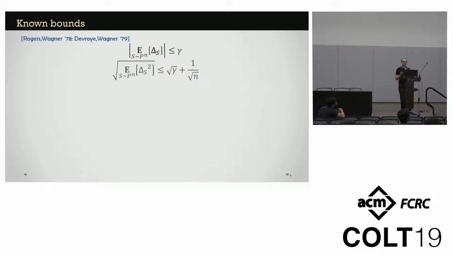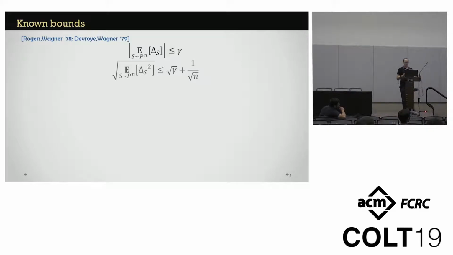So already from the early works, you can extract the following two bounds: that the expectation of the estimation error is at most gamma, and that the square root of the second moment of the estimation error is at most square root of gamma plus 1 over square root of n. So the first bound does not tell us anything about the typical values of estimation error, because this value can also be negative. We define it without the absolute value. And the second bound has already worse dependence on the stability parameter, plus this 1 over square root of n, which is basically the sampling error and is unavoidable.